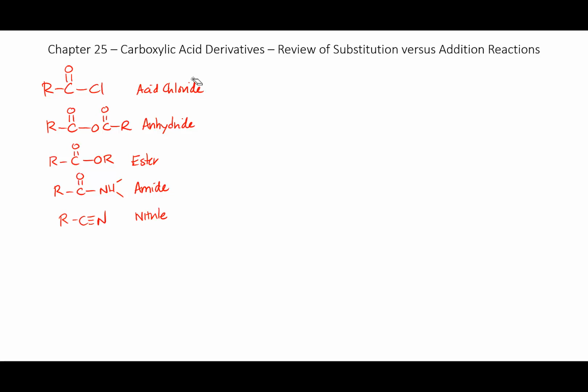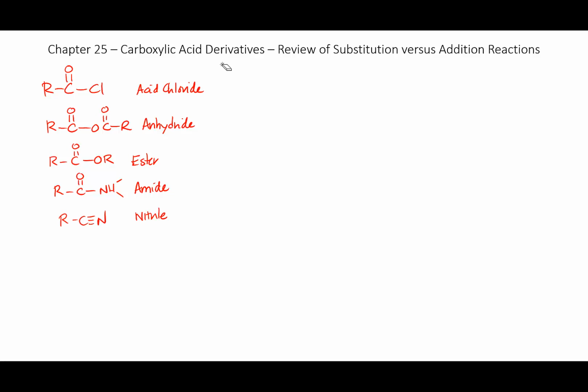Now, we just looked at reactions of acid chlorides and formation of acid chlorides. We're going to look a little bit more at anhydrides, esters, amides, and nitriles in this chapter, making them as well as their reactions. I don't know why they put acid chlorides in chapter 24. I would have moved it to chapter 25, but I think chapter 25 is already long enough. Okay, these are all carboxylic acid derivatives.